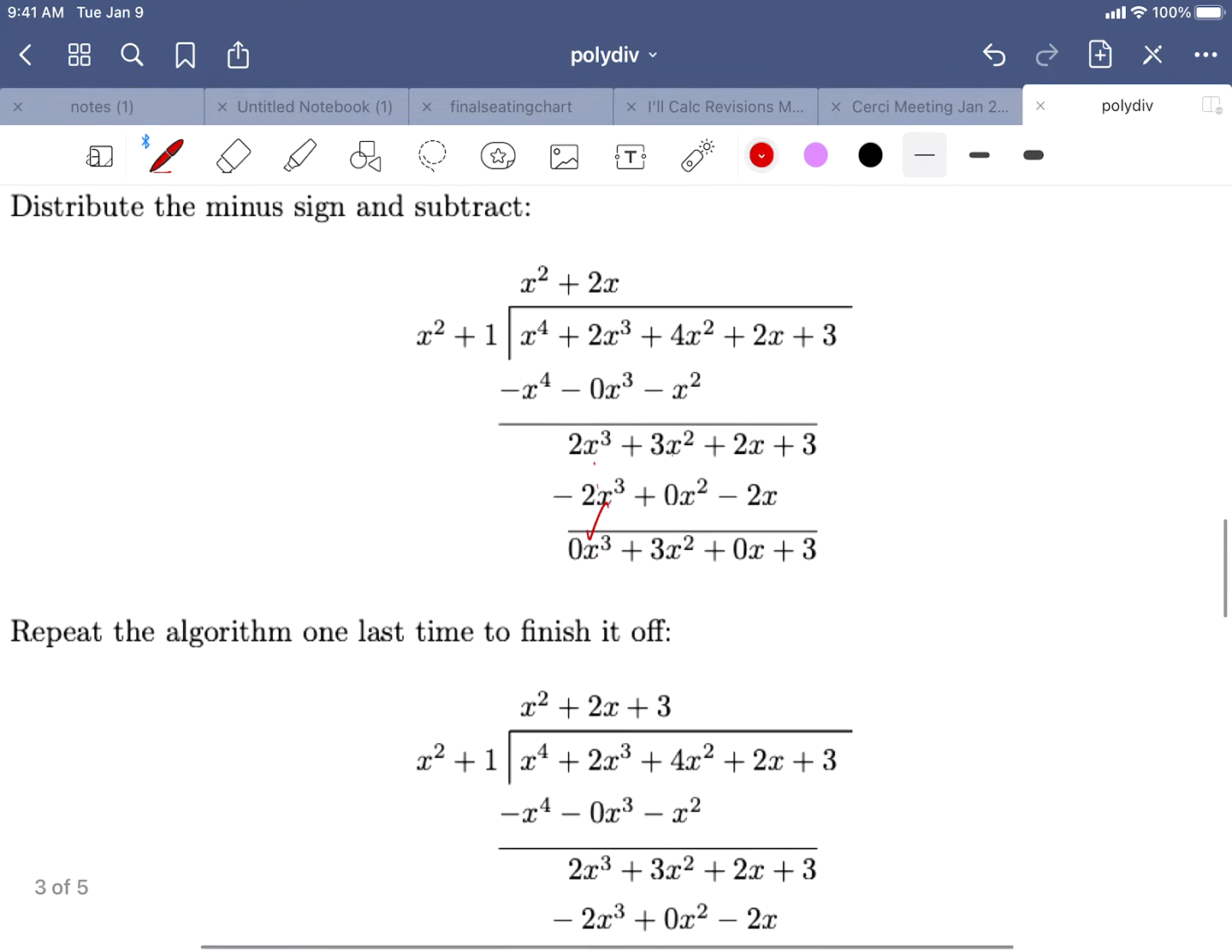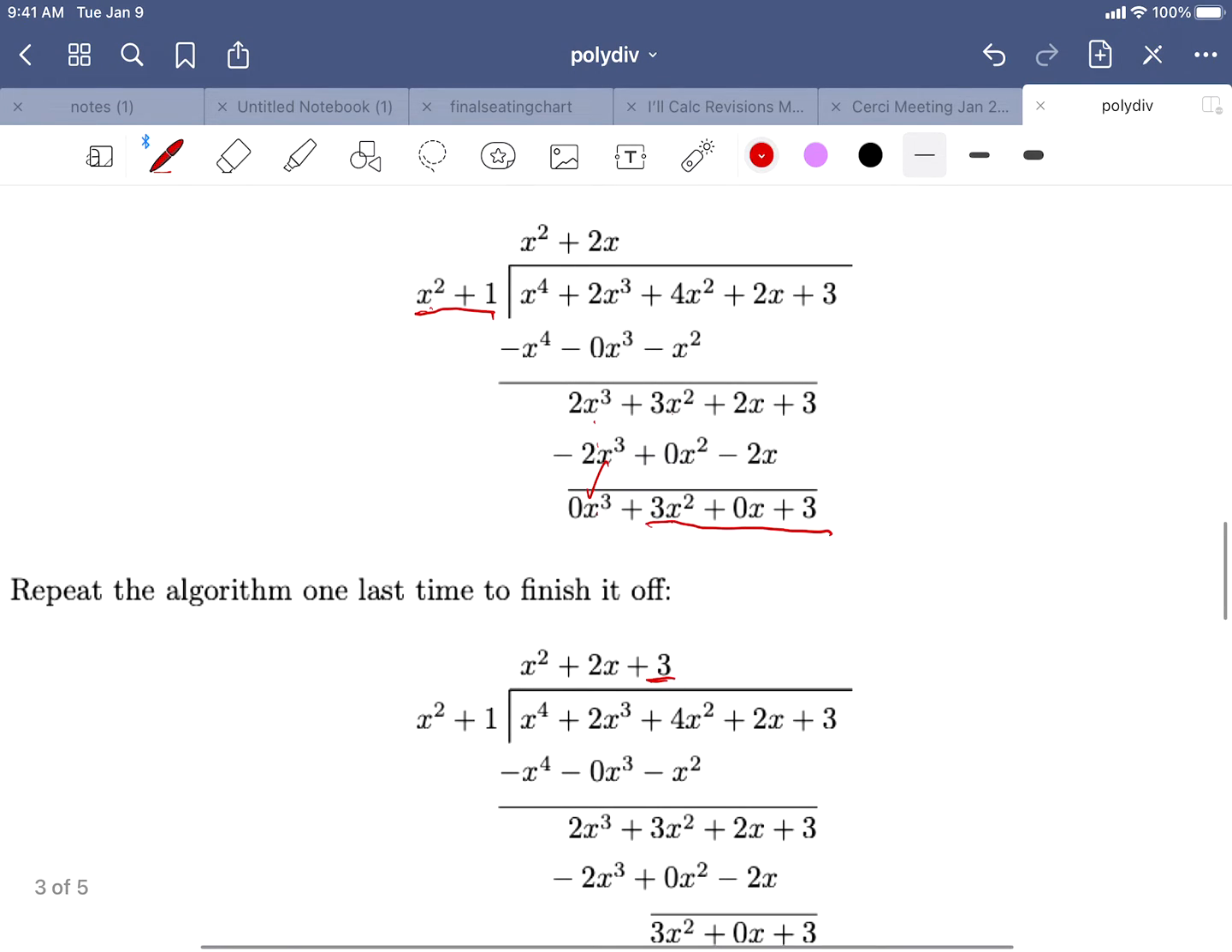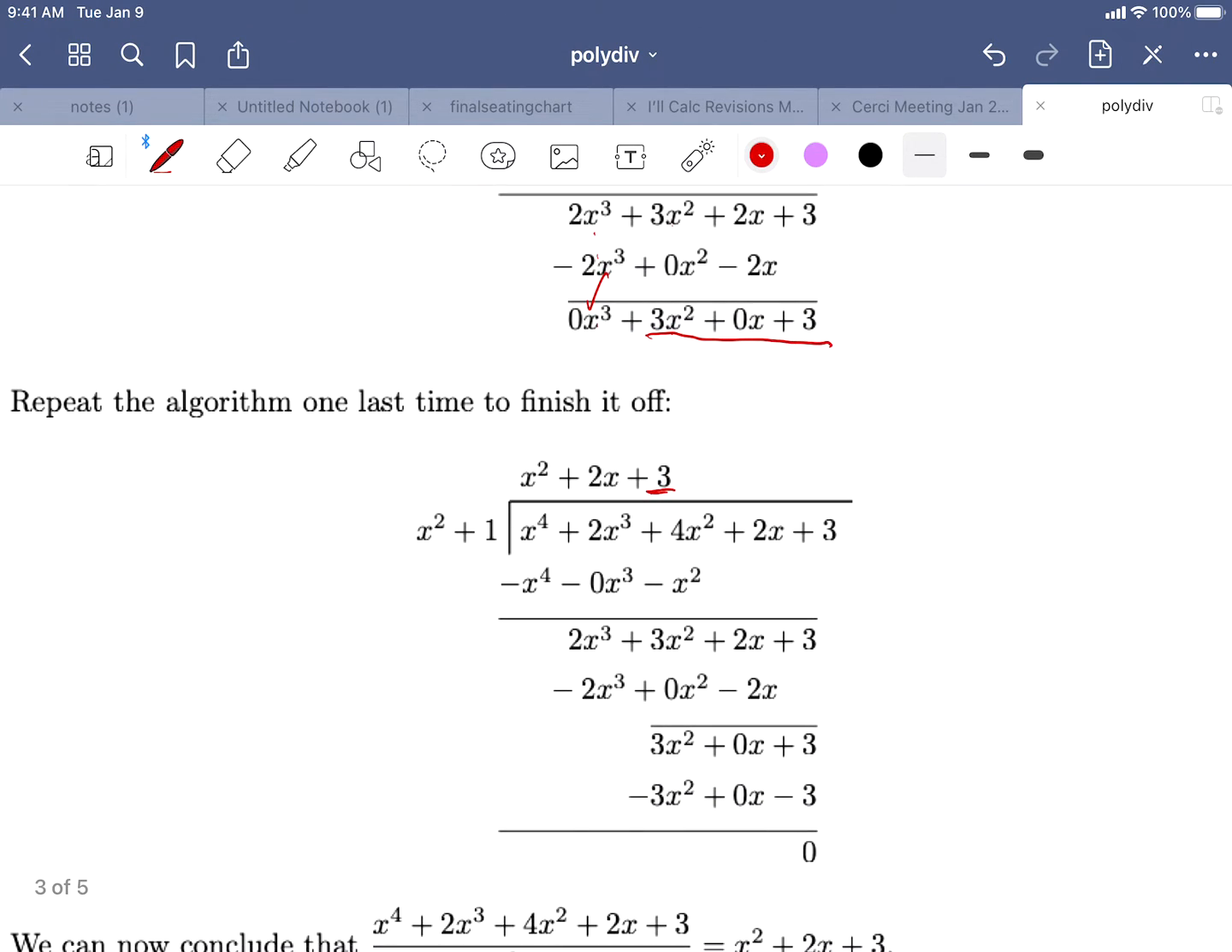So now, what's left? I need to figure out how many times x squared plus 1 goes into this. So what do I need to multiply x squared by to get 3x squared? Well, it's 3. So the next term is 3. Now I multiply 3 by x squared plus 1. There's minus 3 times x squared plus 1.